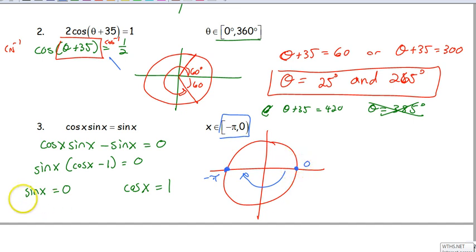So, for this answer, I have this one and this one. However, can I use the 0 as my answer? And hopefully you guys look at the interval and say, well, no, we're not including the 0. So this one's not an answer. It's just this angle here, negative pi. So, x is equal to negative pi for this piece.